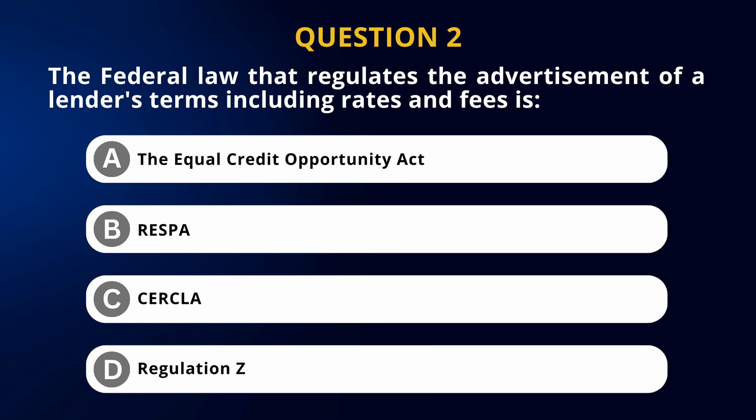Question number 2. The federal law that regulates the advertisement of a lender's terms, including rates and fees, is... Letter A, the Equal Credit Opportunity Act. Letter B, RESPA. Letter C, CERCLA. Letter D, Regulation Z.